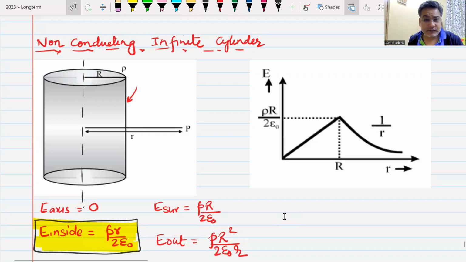And this is the graph. The graph is also exactly similar. Inside it is a straight line and then it decreases like this. You understand this, what we have written here? Yes, sir.